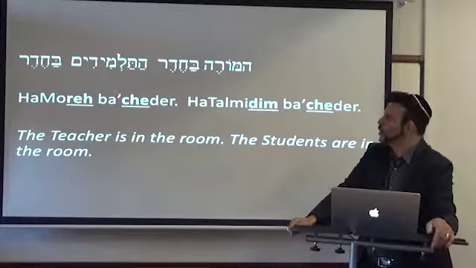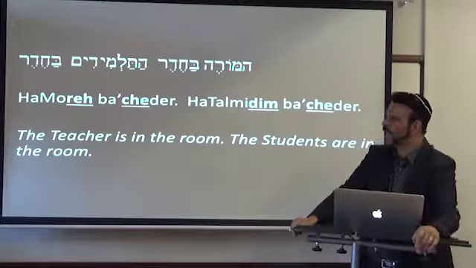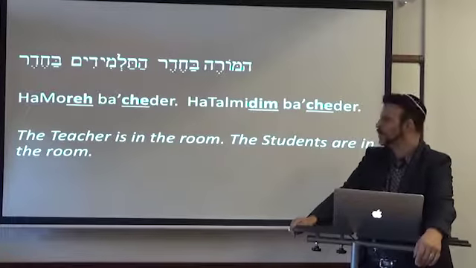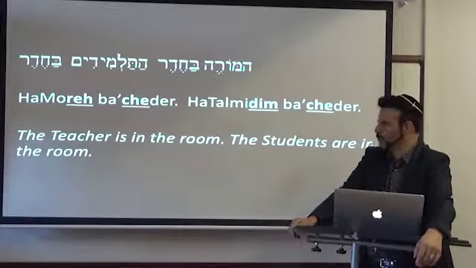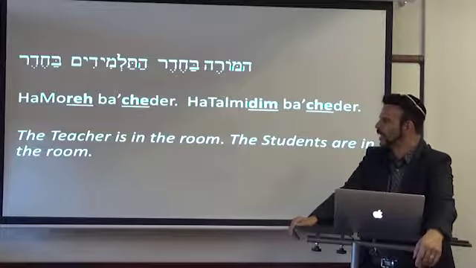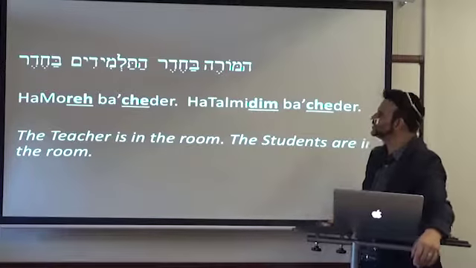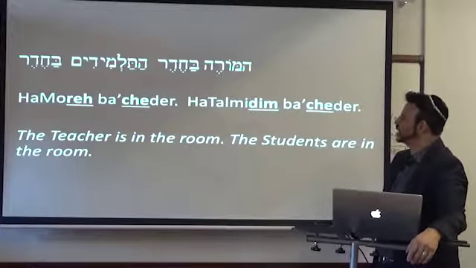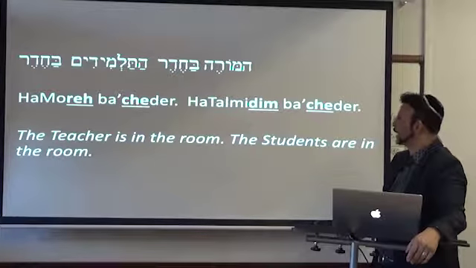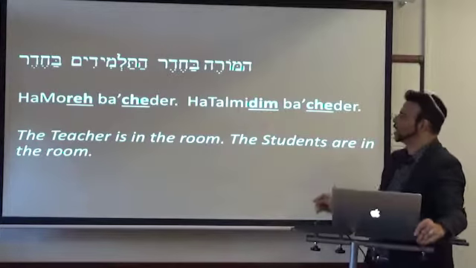Okay. So, Hamoreh b'cheder. Cheder, I'm going to say pronounced cheder. Cheder is classroom. Hamoreh b'cheder. B'cheder. So you have to put the accent on cheder. Right? So then we have the statement Hatalmidim b'cheder, which is saying the students are in the room.